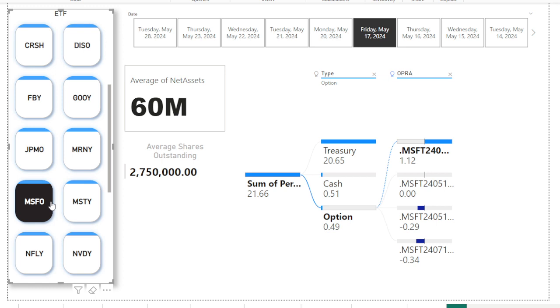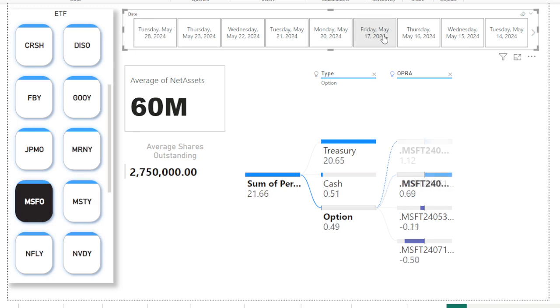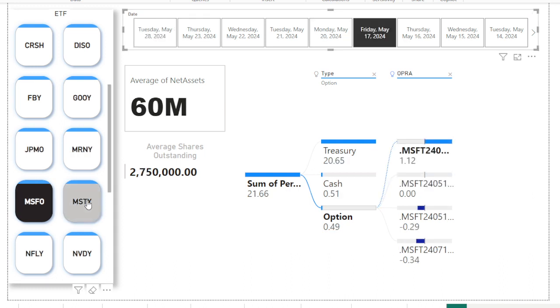So MSFO, so $20.66, and then average net assets 60 million, debit of 49 cents for the options. And then unfortunately the option debit went down to 8 cents, but at least MSFO, 62 million and $20.04. So it's a slight increase. So it's better than going down.